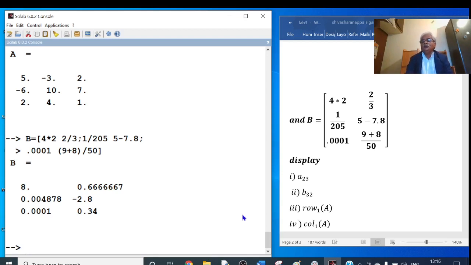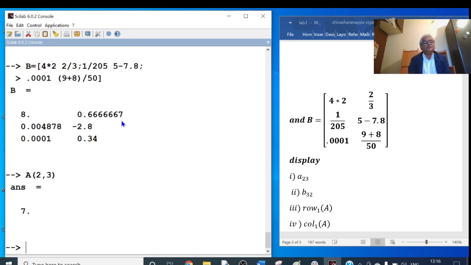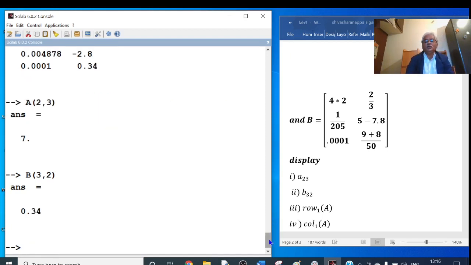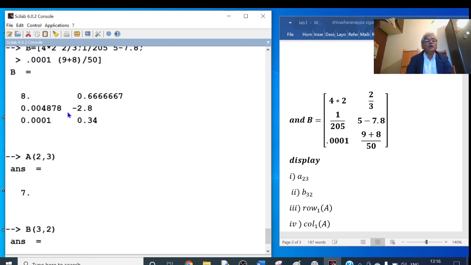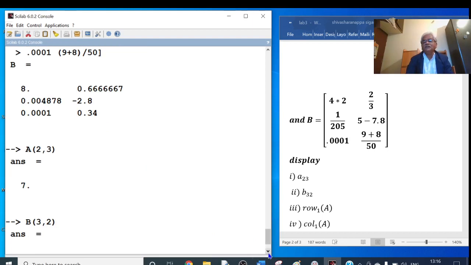We have to display A(2,3), that is the second row, third column element. This is 7. Then I have to display this 7. For that, the command is, my matrix name is A, open bracket, give 2, 3, bracket close. This gives 7. That is, the A23 element is 7. Similarly B32. I have taken B as capital here. I write capital B open bracket 3 comma 2, enter. This is 0.34, the third row, second column element. Like this we can access the elements here.